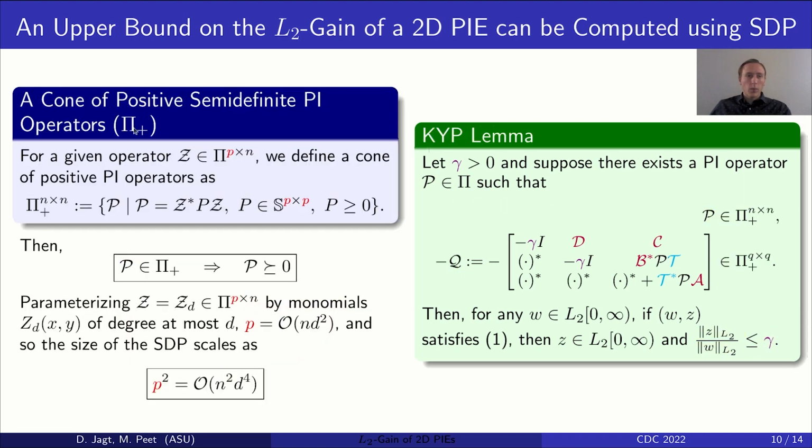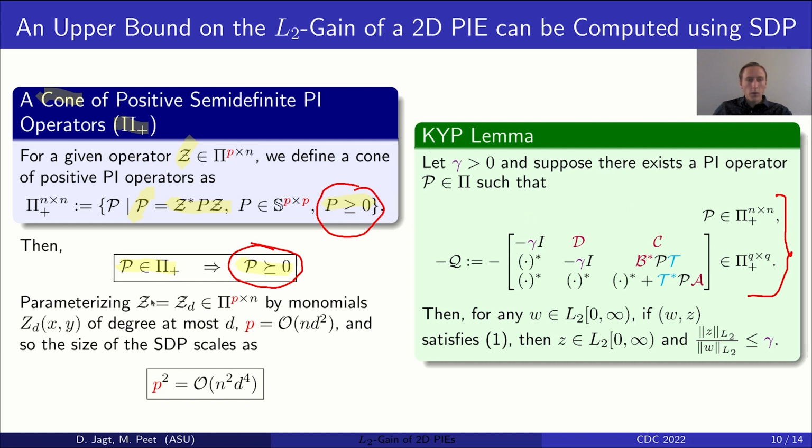Now here we can parameterize a set, or a cone, of positive PI operators using positive matrices, saying that for a given PI operator Z, P is an element of this cone if we can decompose it in this quadratic format here. And then if P is an element of this cone, that guarantees that P is in fact a positive semi-definite operator, meaning that we can parameterize positive semi-definite PI operators by positive semi-definite matrices, and thus we can solve this linear PI inequality using semi-definite programming.